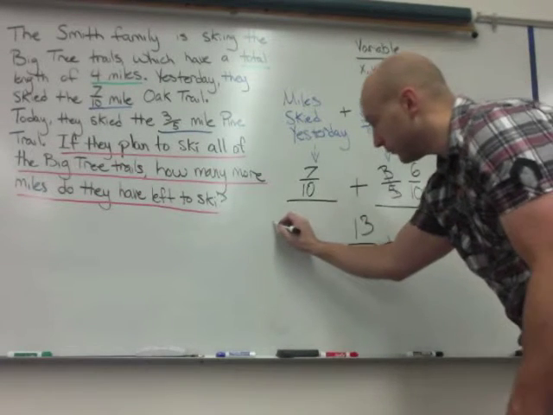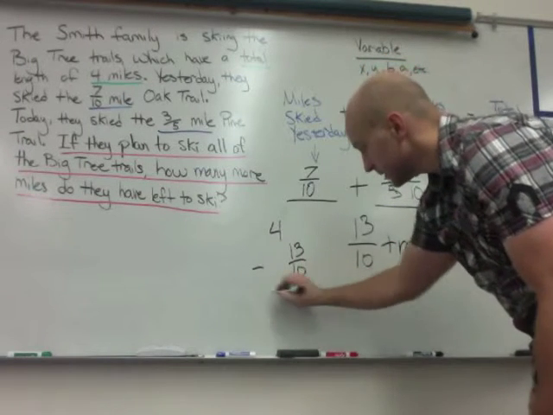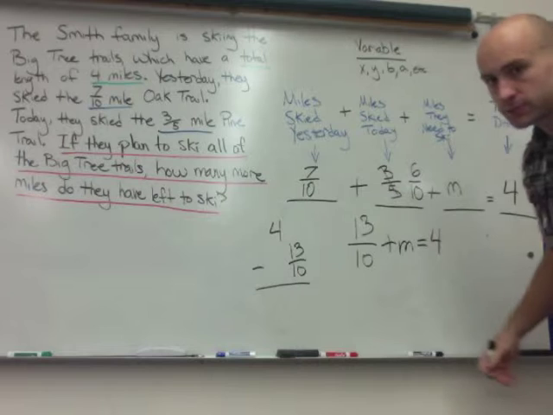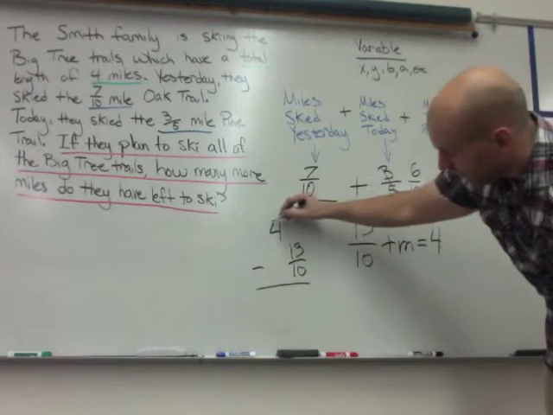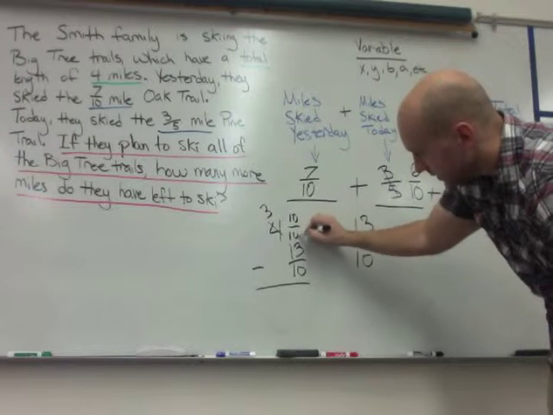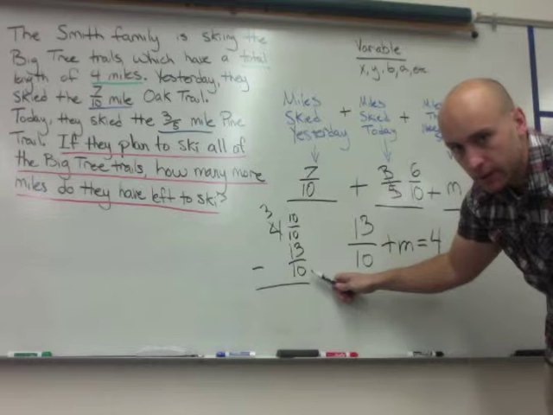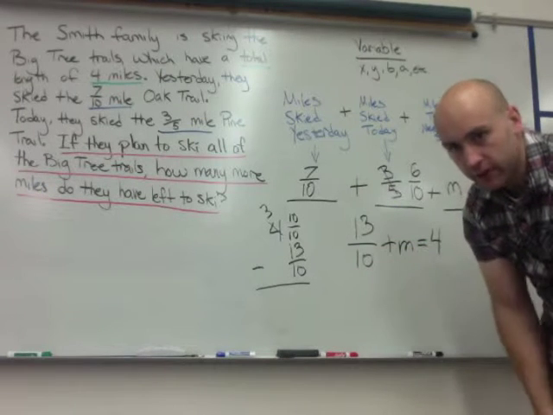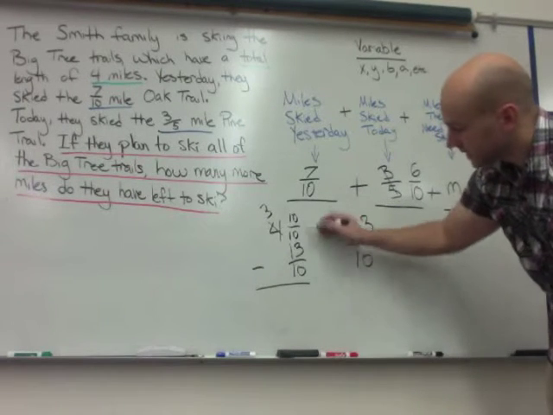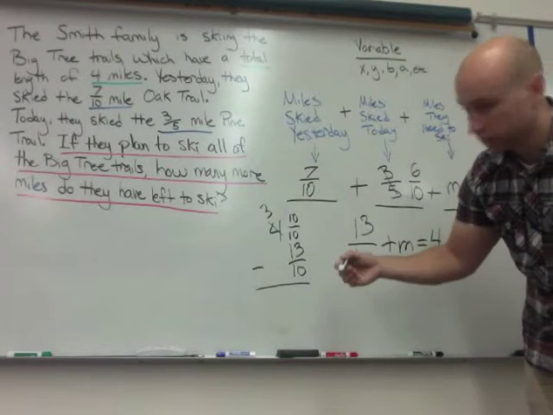So if I go 4 minus 13/10, we need to regroup just like we did yesterday. If I regroup one whole, I would get 10/10. I chose 10 because my denominator is already 10, so I might as well choose 10 so I don't have to find another common denominator. So 10/10. But I can't subtract 13 from 10. So guess what? I need to regroup again.